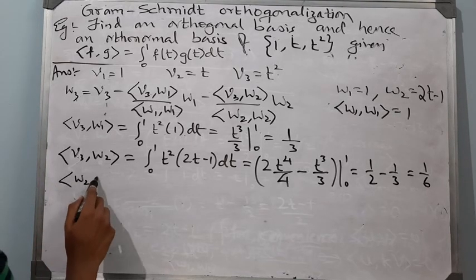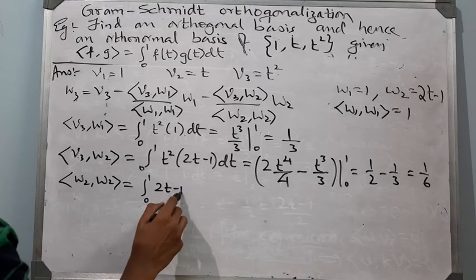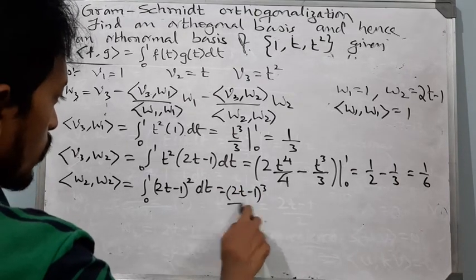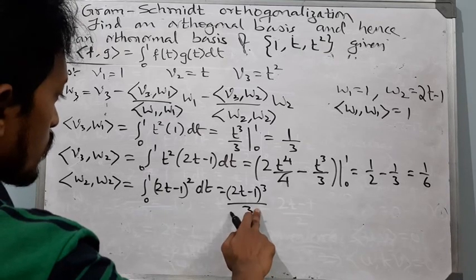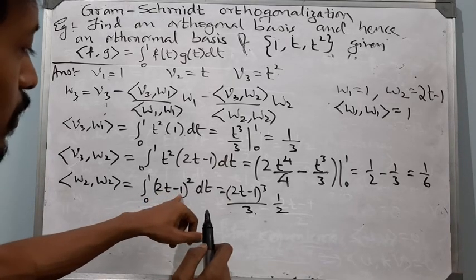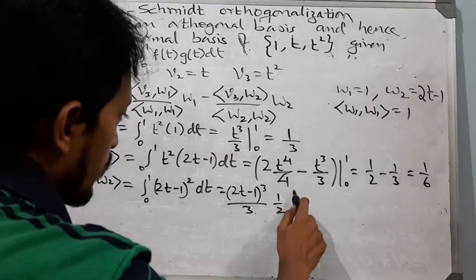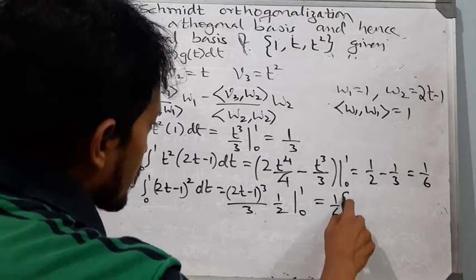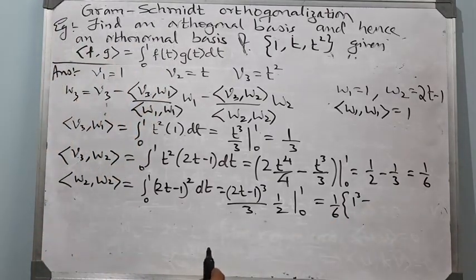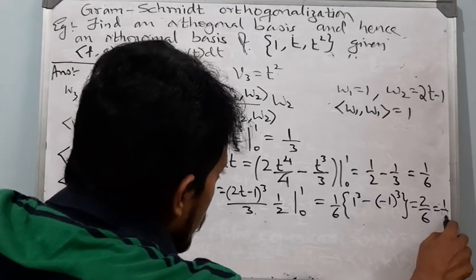Now inner product of W2 with W2 is integral 0 to 1, 2t minus 1 whole square dt, which will be 2t minus 1 whole cube by 3 into 1 by 2. This 1 by 2 is because of at plus b whole squared. This 3 is because of n plus 1 divided by n plus 1. This is because of 1 by a. From 0 to 1. So this is 1 by 6 into, when t equal to 1, we get 1 cube minus, when t equal to 0, we get minus 1 cube. So this will be 2 by 6, which is 1 by 3.